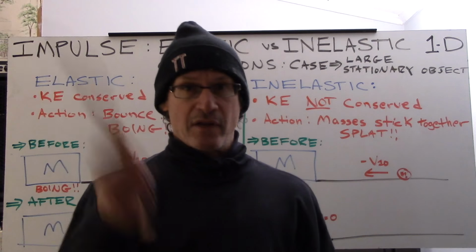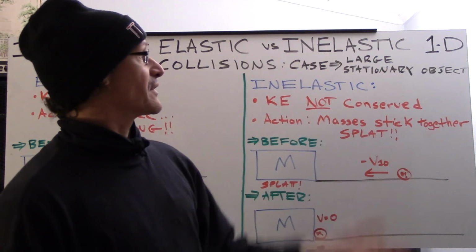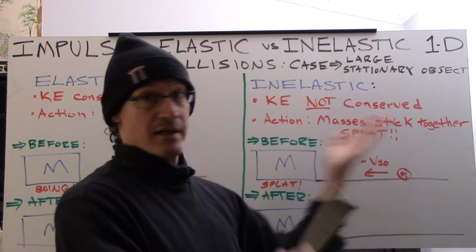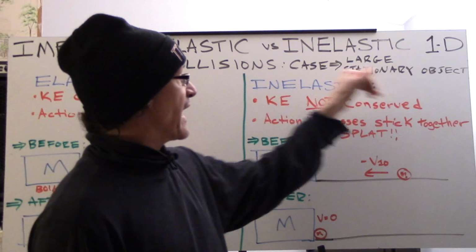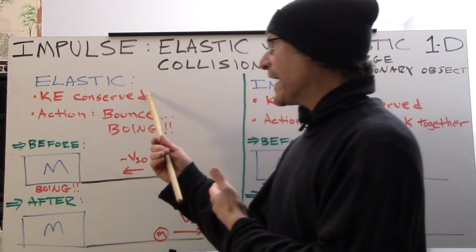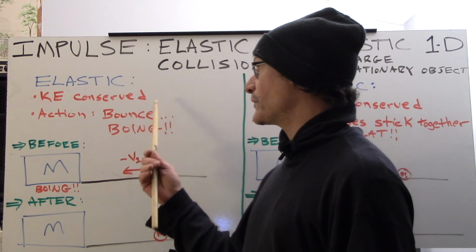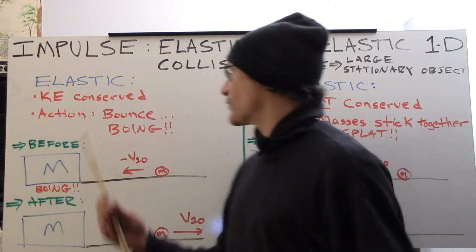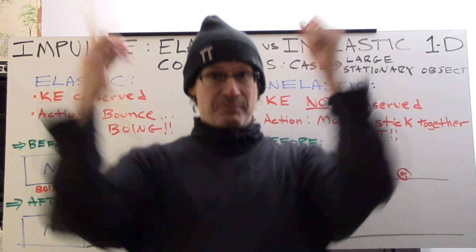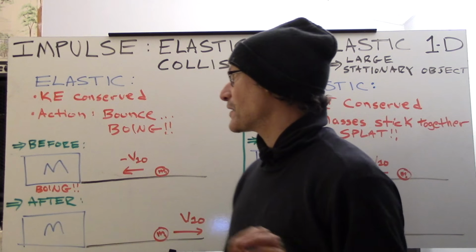Hey there peeps, impulse. We're looking at elastic and inelastic collisions in 1D. That's the variety we're looking at right here with a large stationary object. Elastic: we know that in an elastic collision, kinetic energy is conserved and the action is like a bounce. It goes boing. The two objects bounce right off each other and in that action, kinetic energy is conserved.